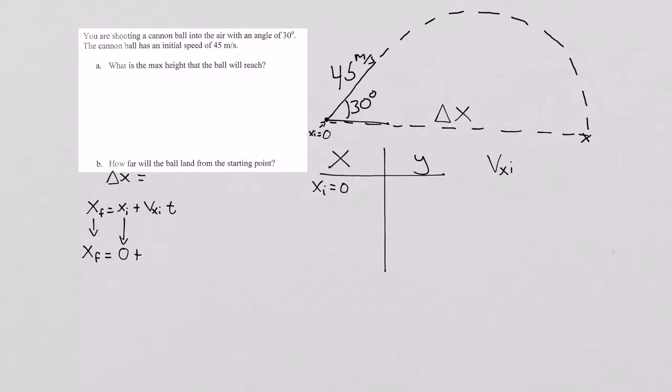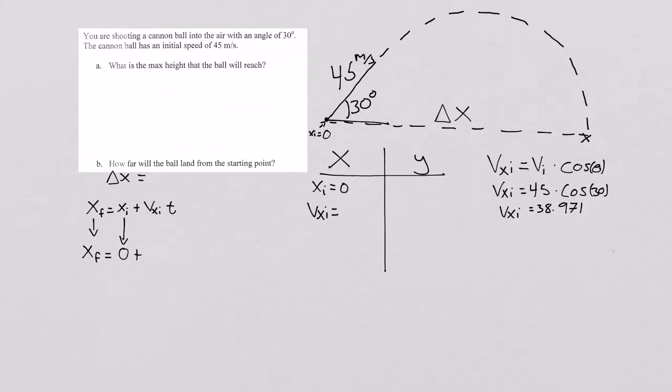Velocity x initial equals, well, the equation is velocity initial multiplied by cosine of theta. And if that looks familiar, it should, because velocity y initial, which we just solved for, is vi multiplied by sine of theta. So you can kind of see how they're similar. So velocity x initial equals the initial velocity of 45, which is given, multiplied by cosine of 30. When you multiply that all together, you will get 38.971 equals velocity x initial. So let's plug that in up here.